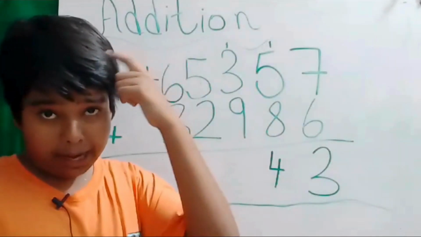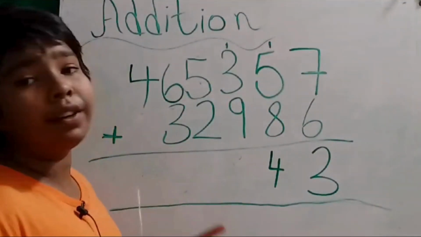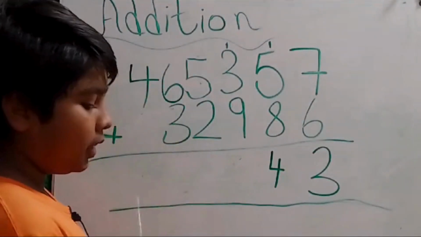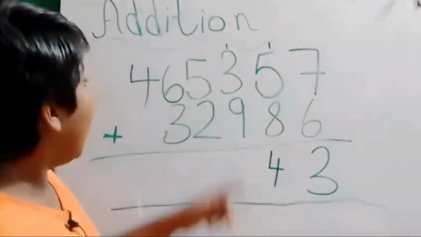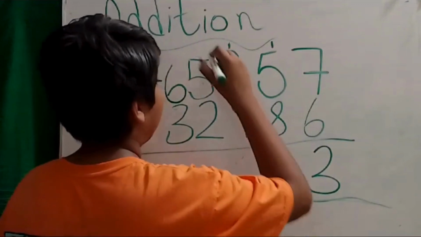3 in your mind, 9 in your finger. 3, 4, 5, 6, 7, 8, 9, 10, 11, 12. And this 1 will be plus. It will become 13.